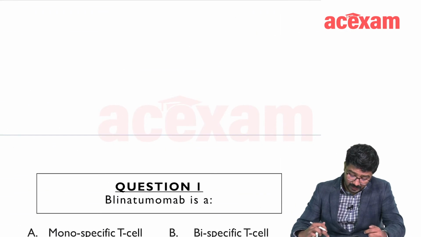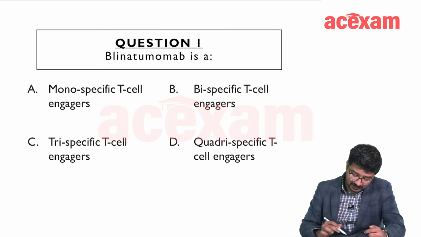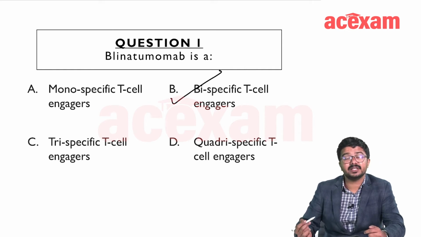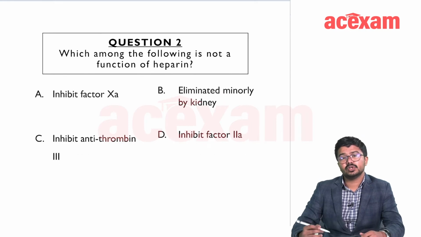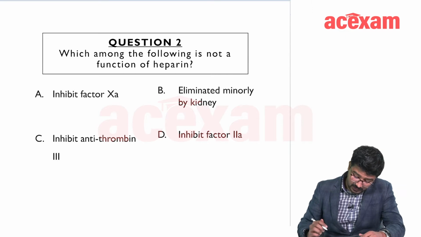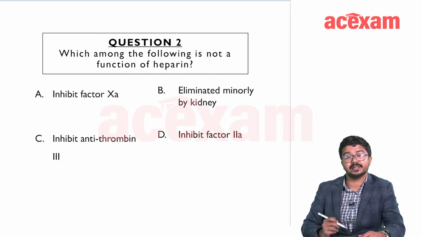So with that, let's go back to the question and just mark the answer. So the question is, blinatumomab is a monospecific T cell engager, bispecific T cell engager, trispecific or quadrispecific? The answer is bispecific T cell engager. Let's go to the next question. The next question, which is question number 2, reads as, which among the following is not a function of heparin? That is, inhibit factor 10A, inhibit factor 2A, eliminated minorly by the kidney, and lastly inhibit antithrombin 3.